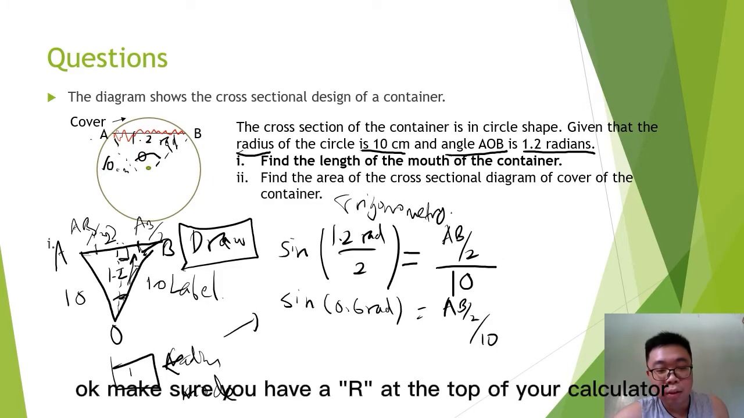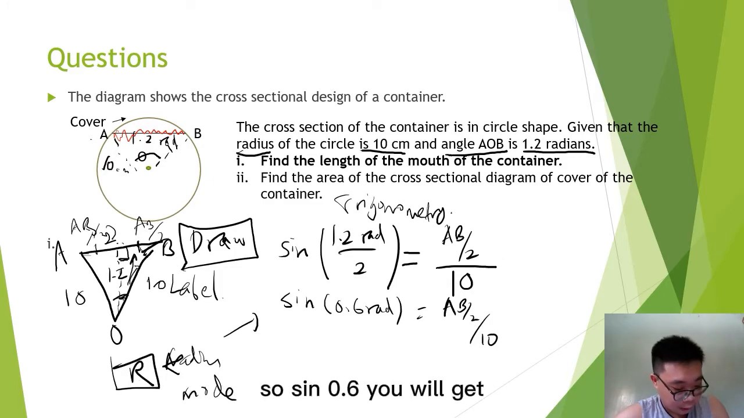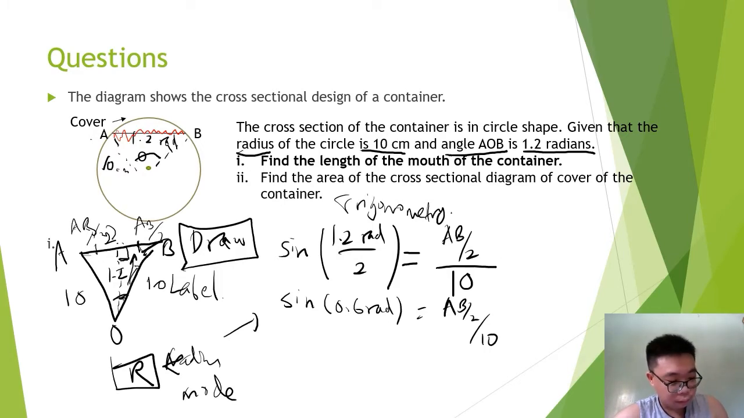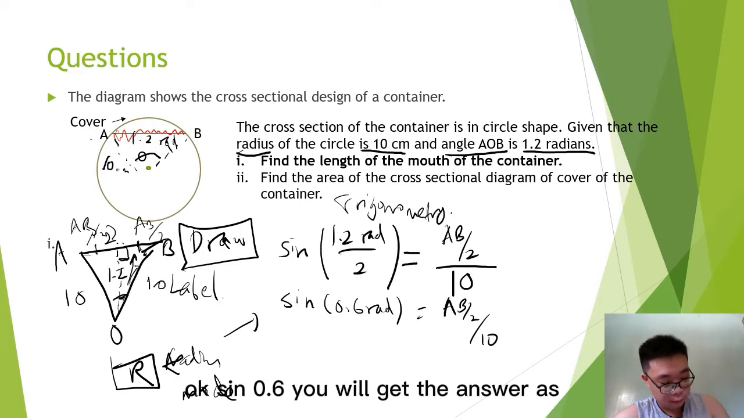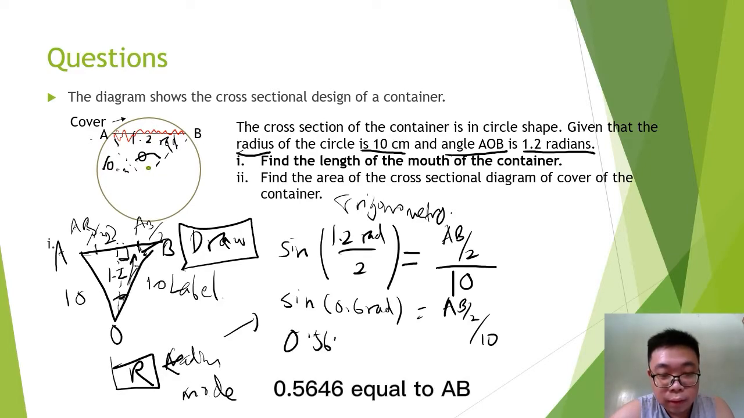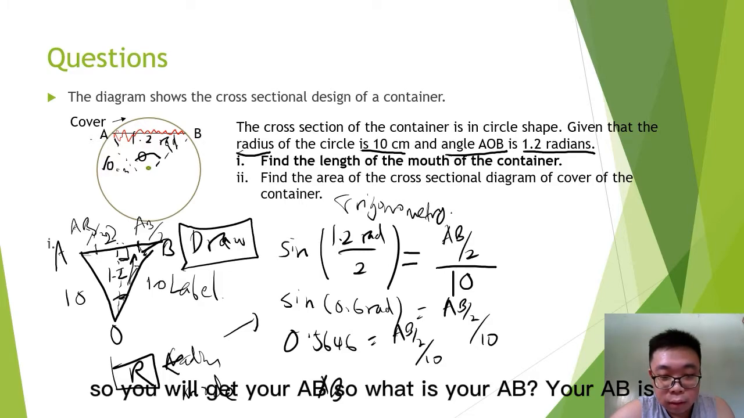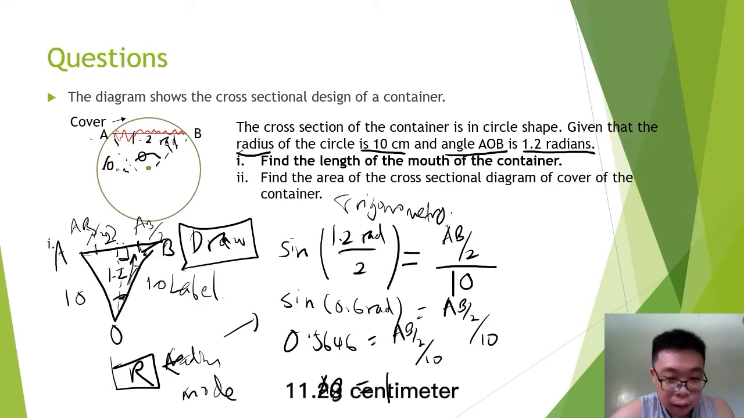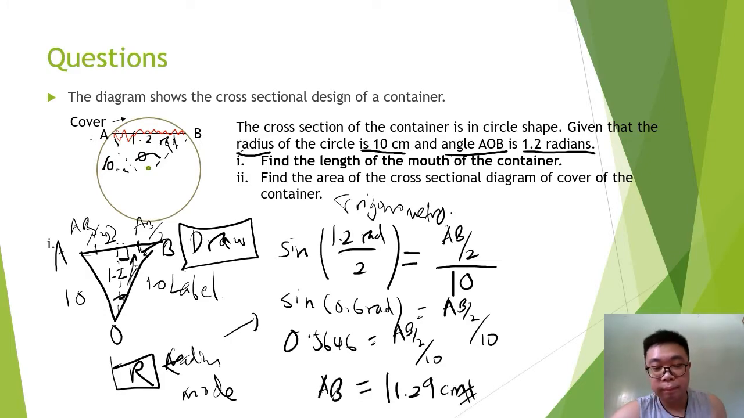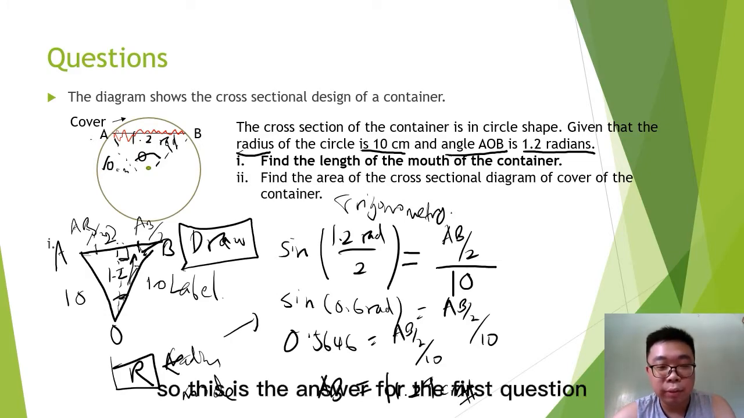Okay, make sure you have R in your calculator. So sine 0.6, you will get the answer as 0.5646 equals AB over 2 over 10. So what is your AB? Your AB is 11.29 centimeter. Okay, so this is the answer for the first question.